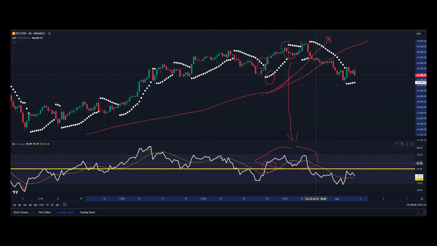Now remember, this is on Bitcoin, so it could be different on different markets. You've got to do your own back testing, but it's just an example of how you can improve the power of the PSAR. So there you go, the parabolic stop and reverse indicator.